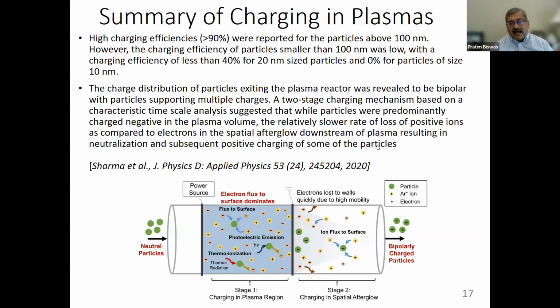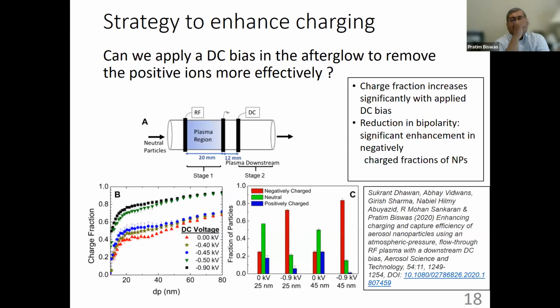Okay, so now having understood that, can I do something to this plasma system and enhance the charging? And the thought was, the strategy was, let's try to apply a DC bias, right, in the afterglow region, which will effectively remove the positive ions. So if I can scavenge out the positive ions, that's going to leave a predominance of the negatively charged particles to flow out of the system. And then I have an aerosol which is highly charged. Okay, so that was the hypothesis.